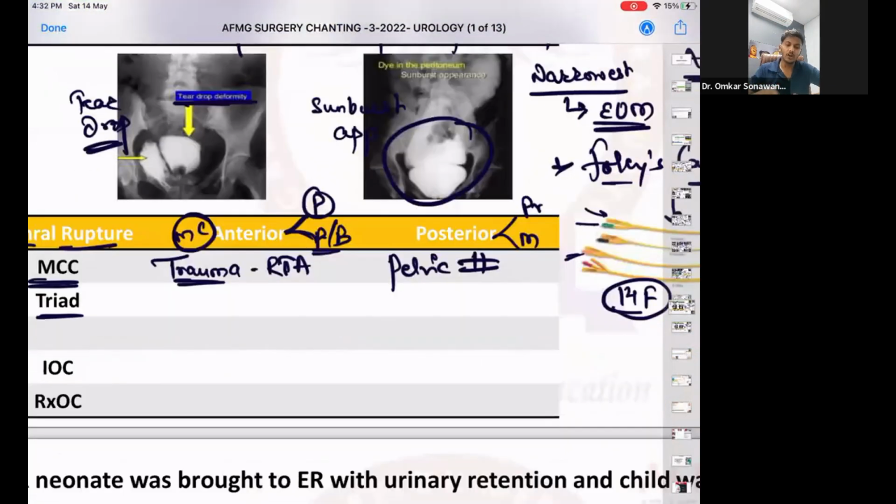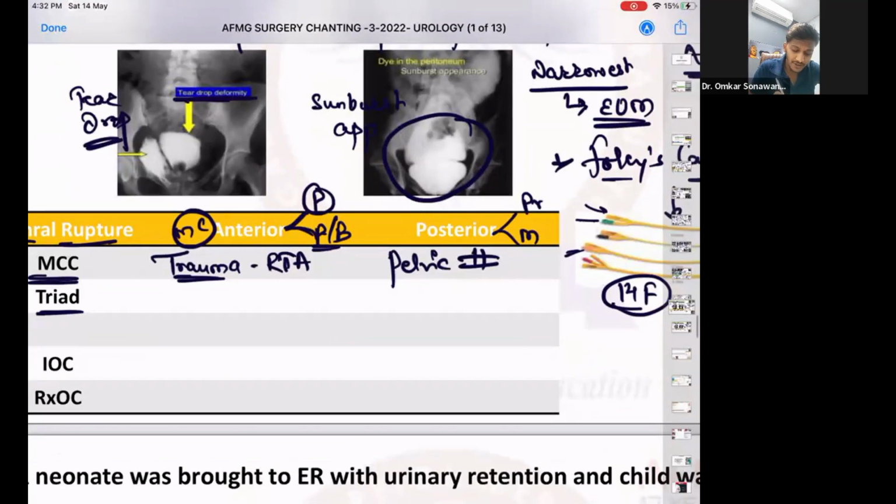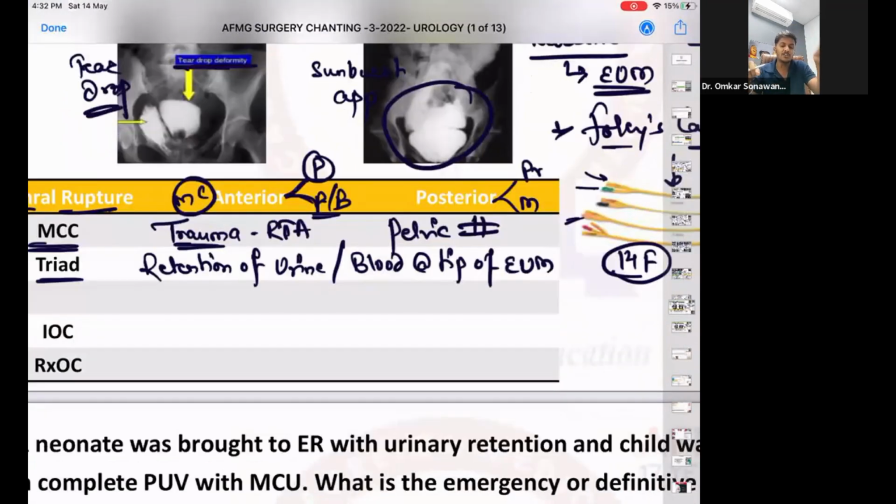Two things are usually common in both triads. First is retention of urine. Second is blood at the tip of the external urethral meatus. Please remember, what are the two things common in both the triads? Retention of urine, and blood at the tip of the external urethral meatus.